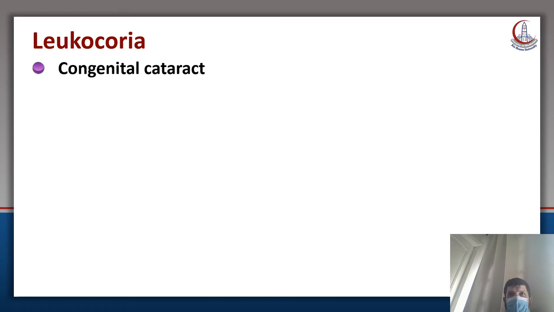Leukocoria, or the white reflection from the eye, can be seen primarily by the obstetrician giving birth to a pregnant mother, or the pediatrician following up children.